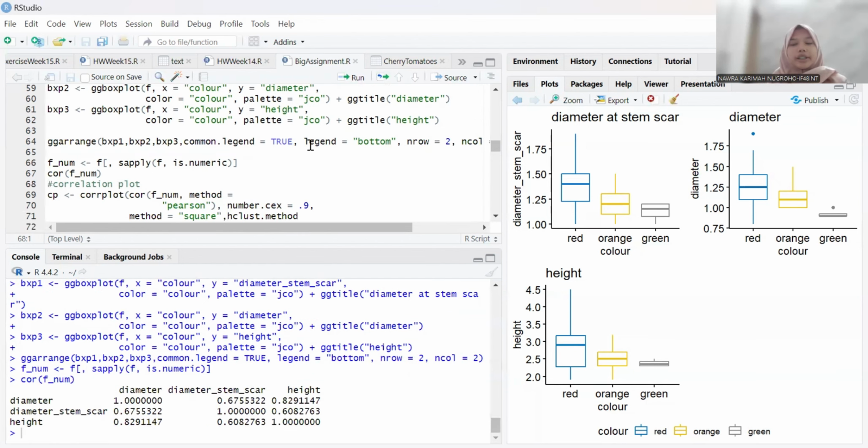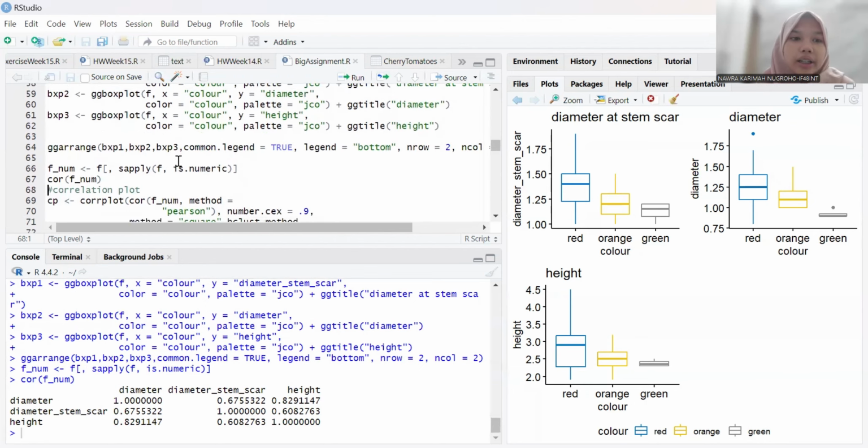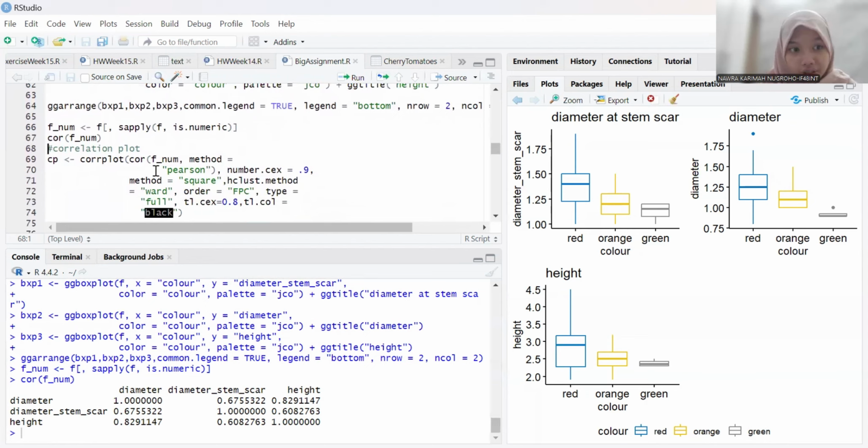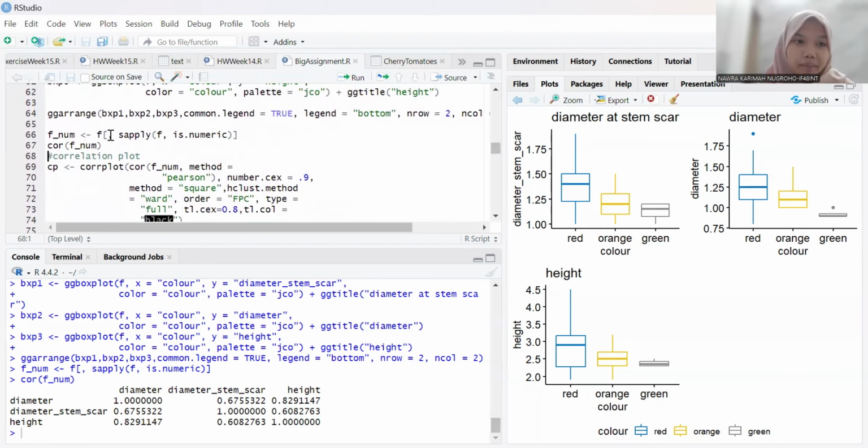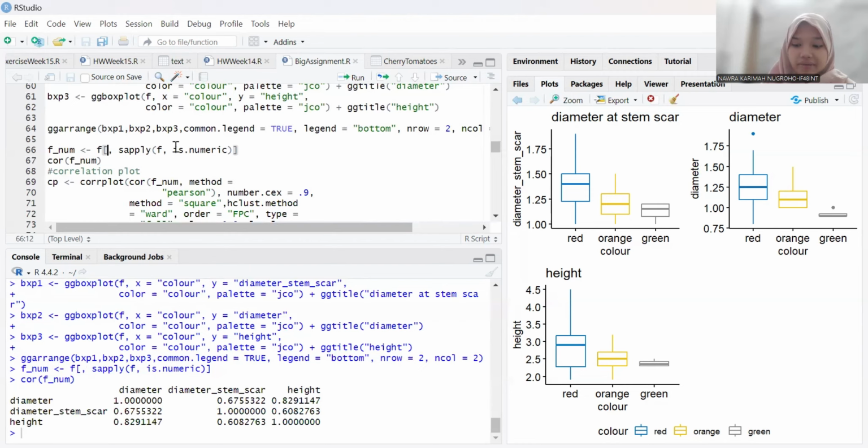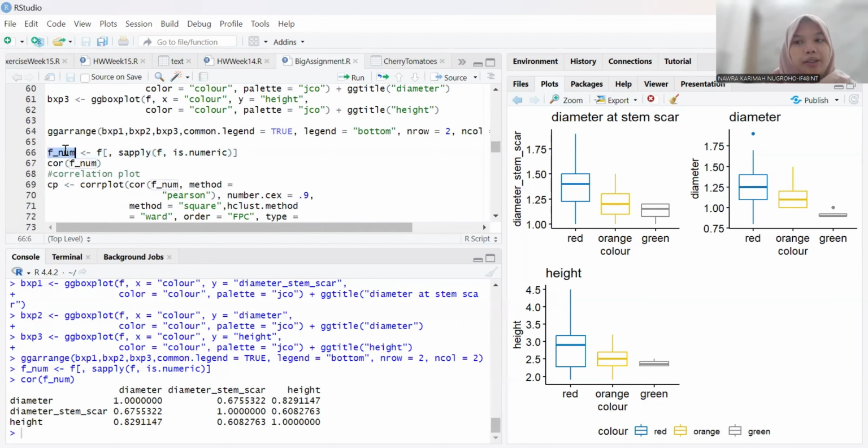Okay, so the next thing that I will create using this R is the correlation plot, because the correlation plot makes a correlation between numeric variables, while the cherry tomatoes dataset also consists of categorical variables. It is then required for me to set another variable or data name, which is f_num. In this dataset, it only consists of the 3 numerical variables.